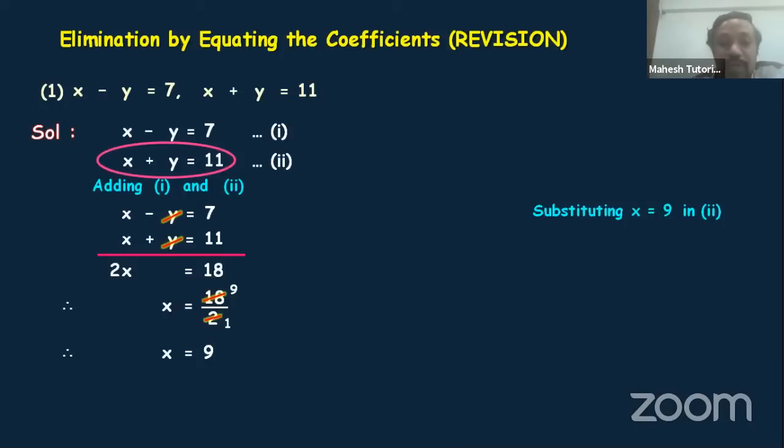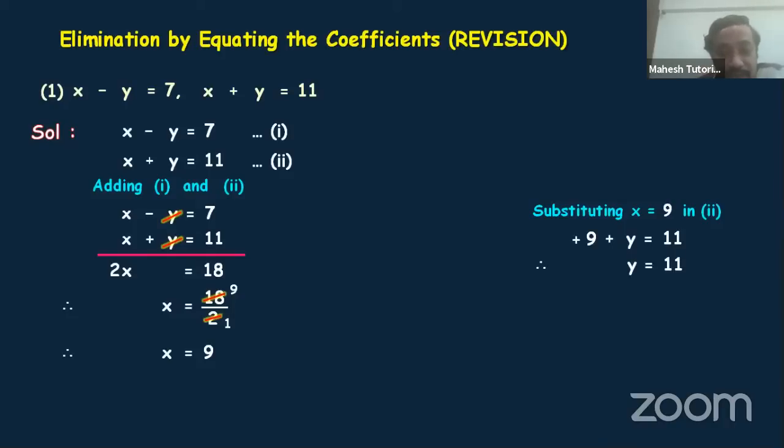Everyone look at equation number 2. It is x plus y is equal to 11. Now in this equation, in place of x, we'll put its value. And what is the value of x? 9. Perfect. So in place of x will come its value, that is 9. So it becomes 9 plus y is equal to 11. Keeping y as it is, keeping 11 as it is.